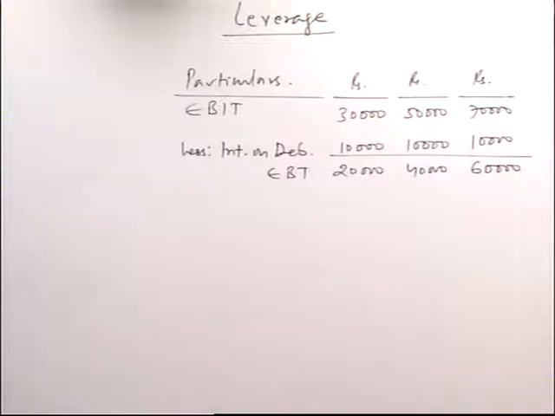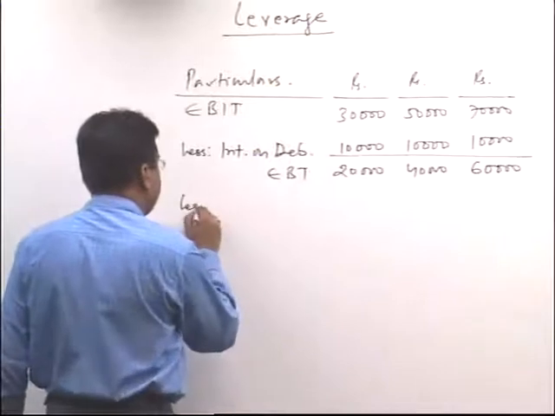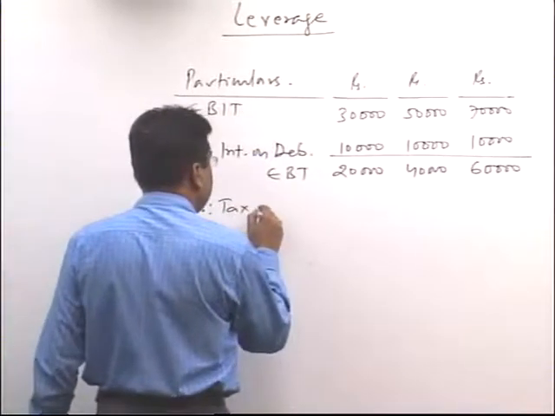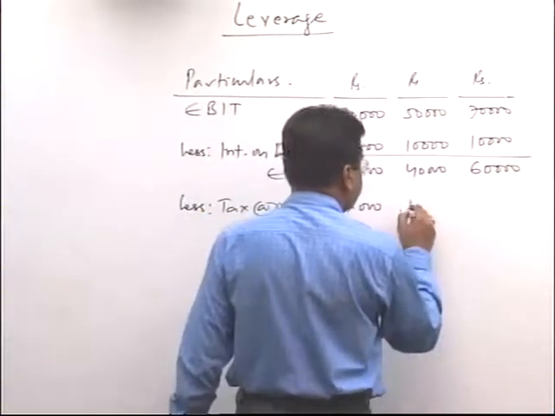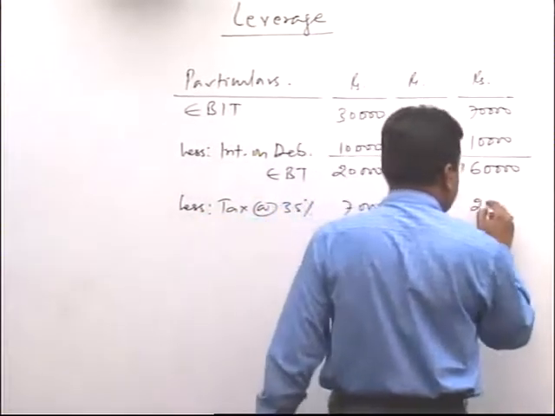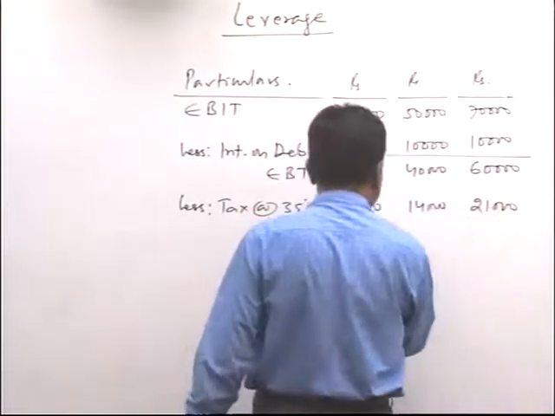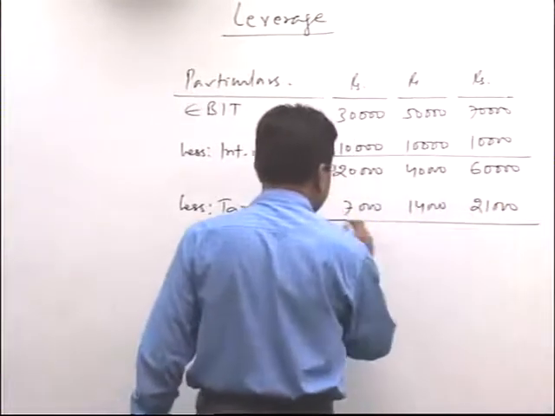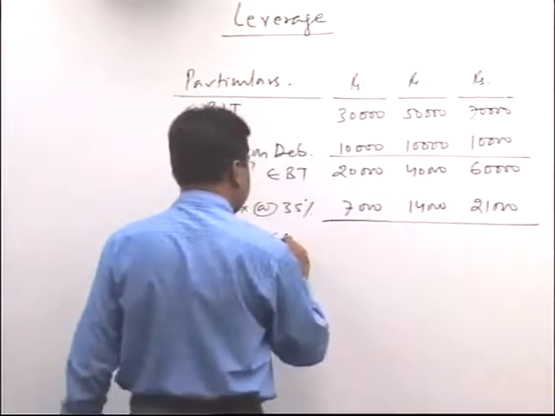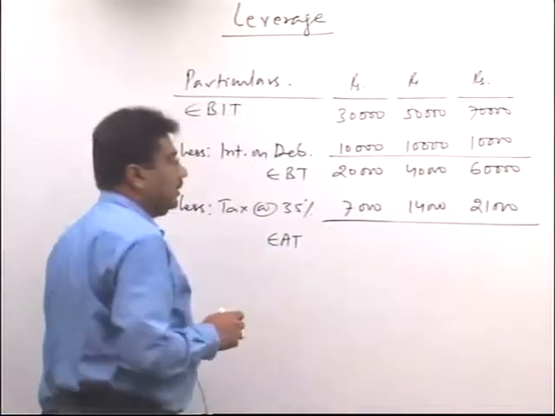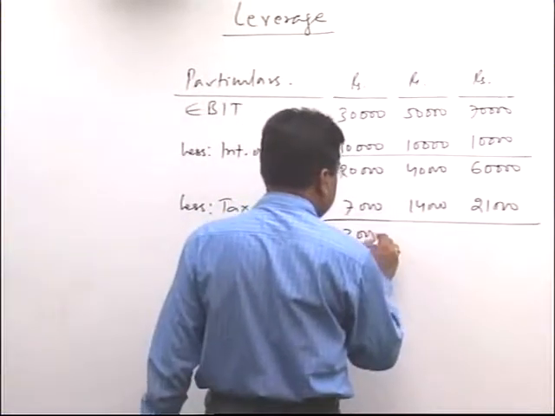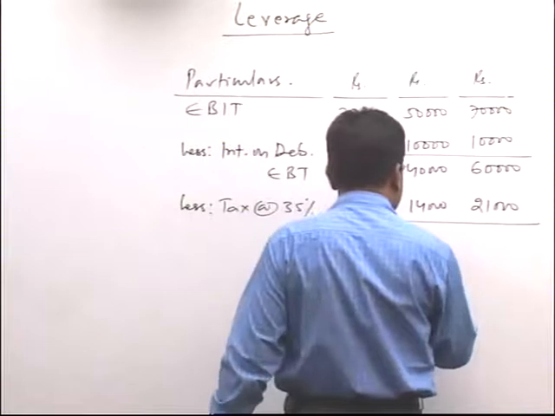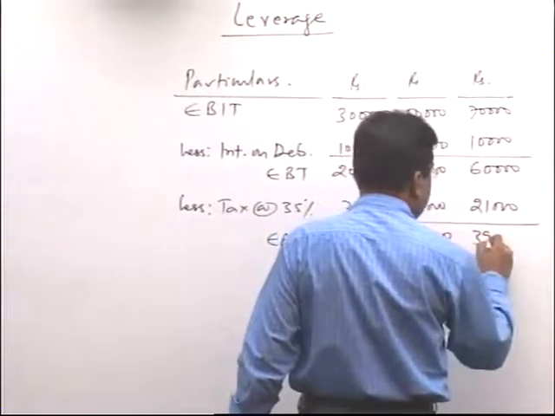Thereafter, income tax rate, it is 35%. So, less tax at the rate of 35%, it is 7,000, 14,000 and 21,000. So, after deducting the tax, earning after tax is 13,000, 26,000 and 39,000.